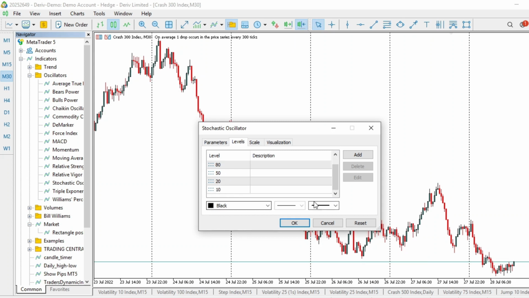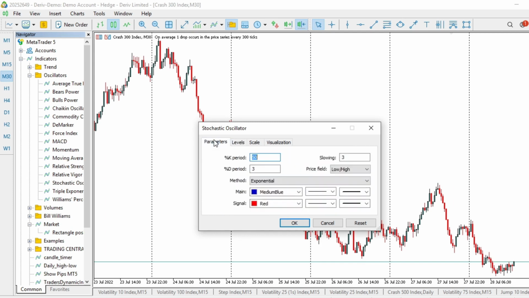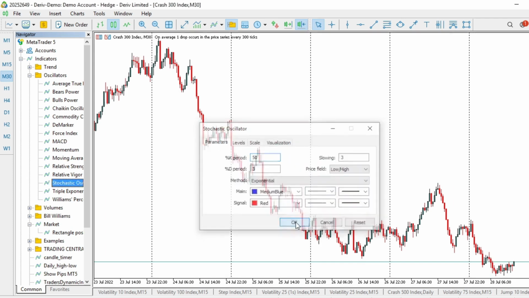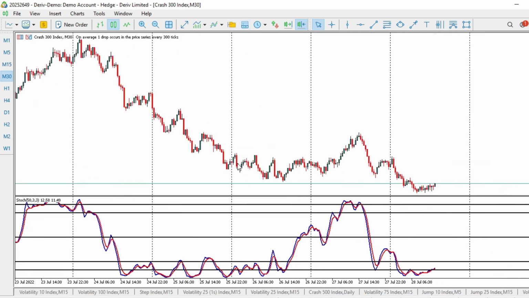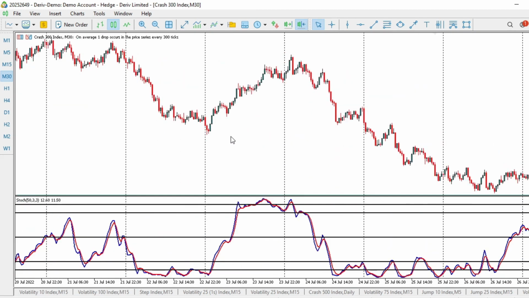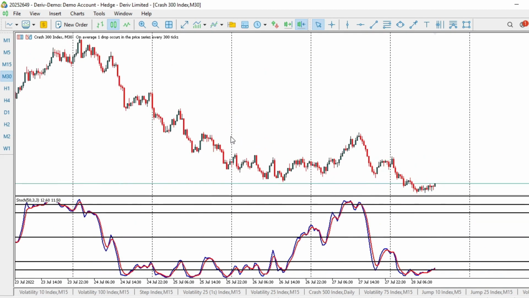And for me, I'm going to make them black. So those are the parameters. Now when you put it, it's going to be like that. So that's the first thing. From the look of it, at least now we can start getting a picture.